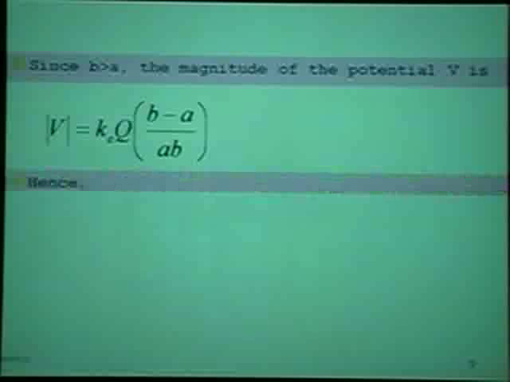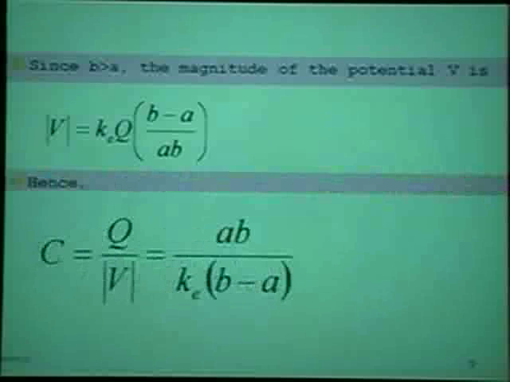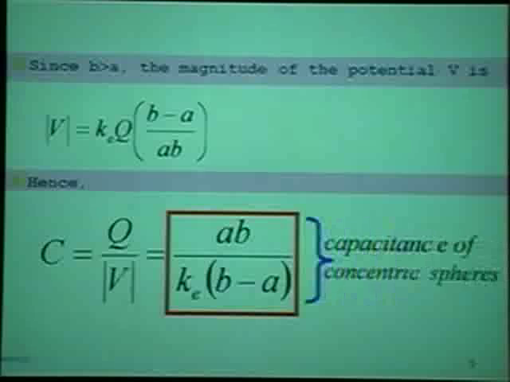But we want to find the capacitance. Capacitance by definition is the charge divided by the potential difference. So that's going to be q over this. The q's are going to cancel out, and the fractions are going to reverse. So we're going to have the capacitance is equal to radius a times radius b over k, our famous k constant, times b minus a. And that is the capacitance of concentric spheres.